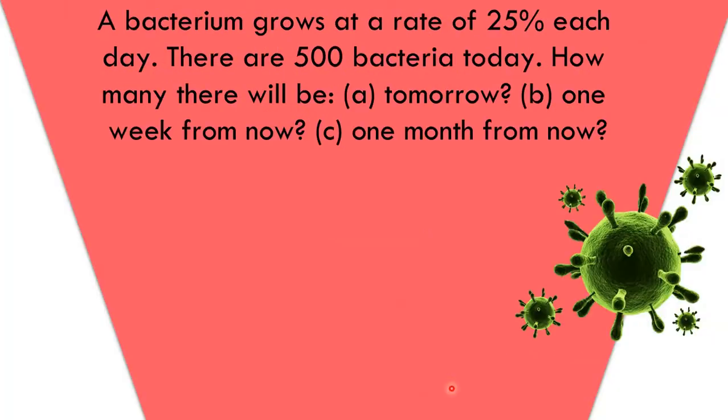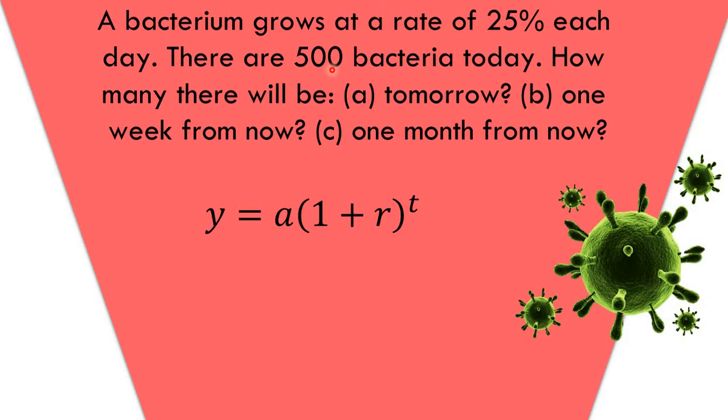So the answer is 180,094.35. Next problem: a bacterium grows at a rate of 25% each day. There are 500 bacteria today. How many will there be: A, tomorrow, B, 1 week from now, and C, 1 month from now? Again we have the formula, y equals a times (1 plus r) raised to t. The initial amount of bacteria is 500.